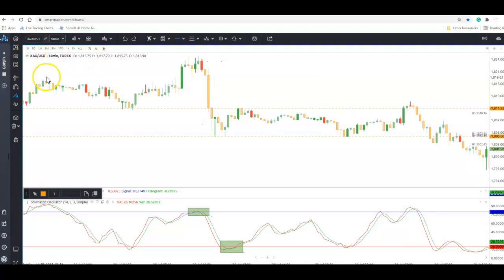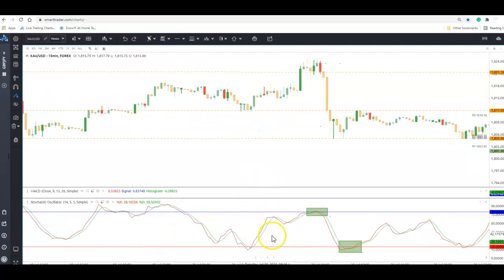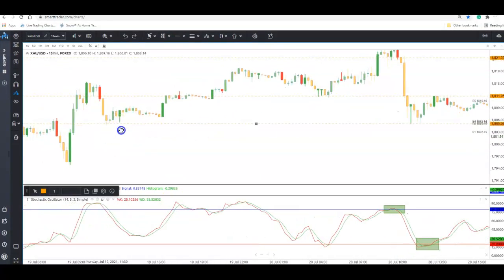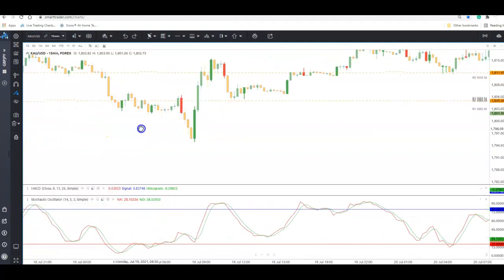And let me see what other trades were taken. I think on July 15th, there was another trade. Here is another trade on the 19th, Monday.